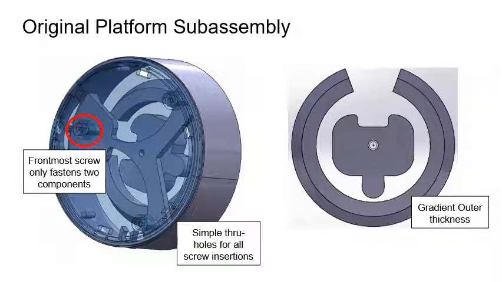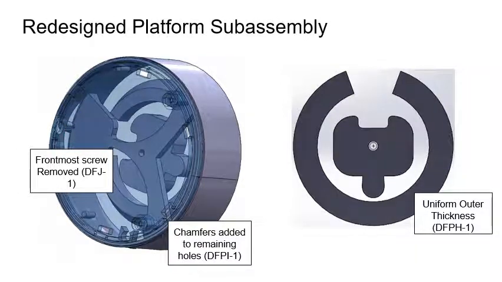The following changes were made to improve orienting efficiency and reduce relative handling costs. As we now show in the redesign, DFJ1 was utilized by removing the forwardmost screw connecting the base and base lid. This screw does not further secure the electronic component housing, and 3 securement points already exist between the base and base lid. Next, DFPI1 was utilized by adding chamfers to the insertion holes for all 3 remaining screws.